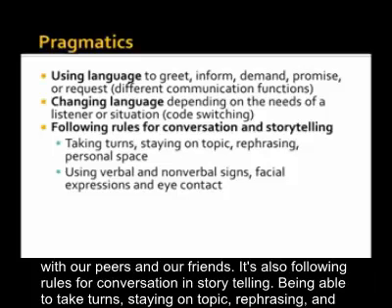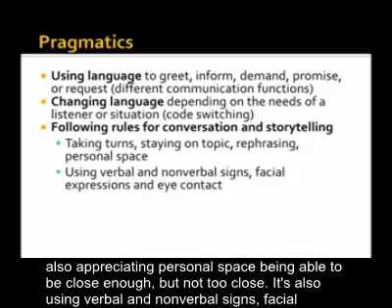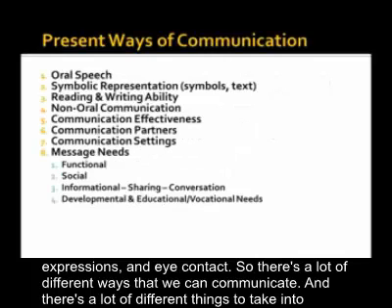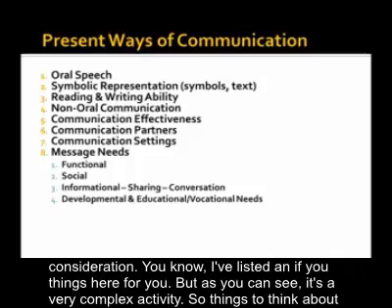It's also following rules for conversation and storytelling, being able to take turns, staying on topic, rephrasing, and also appreciating personal space, being able to be close enough but not too close. It's also using verbal and nonverbal signs, facial expressions, and eye contact. So there's a lot of different ways that we can communicate, and there's a lot of different things to take into consideration. I've listed a few things here for you, but as you can see, it's a very complex activity.